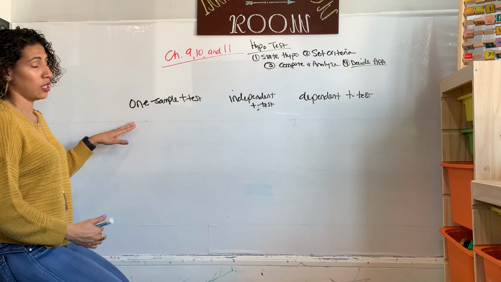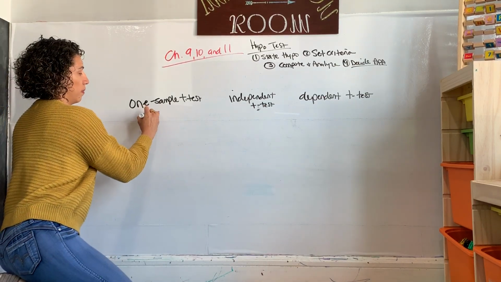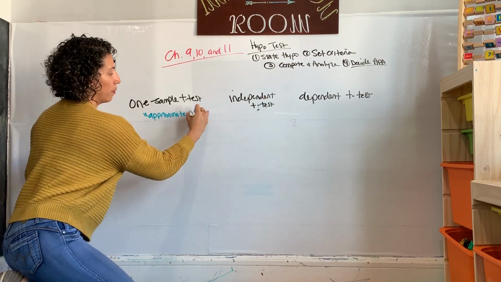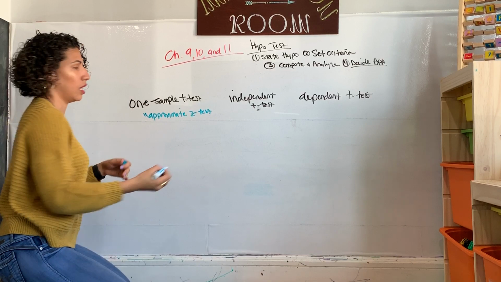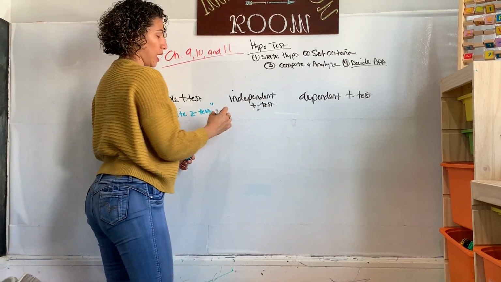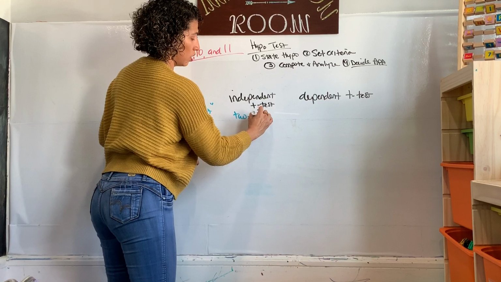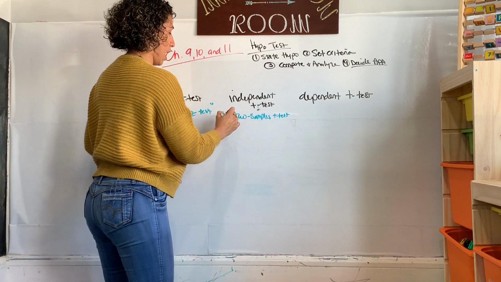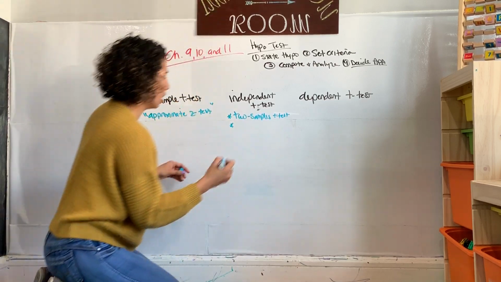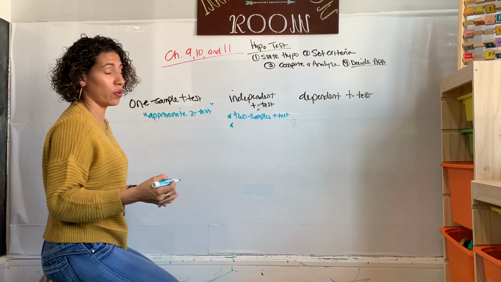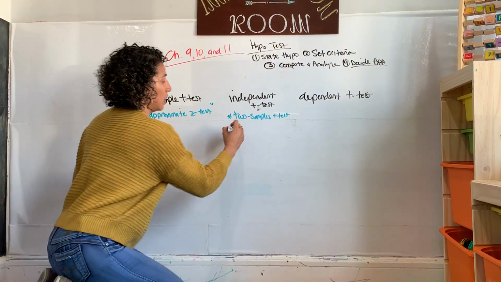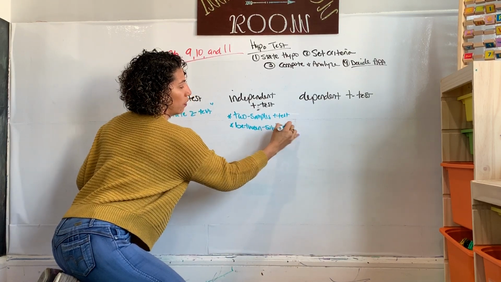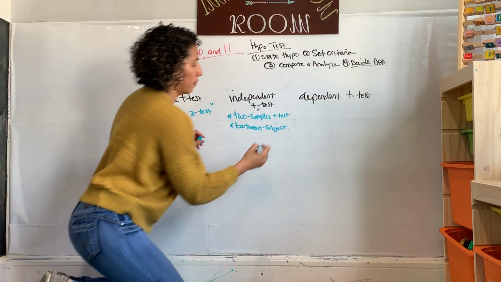The one sample t-test we talked about being an approximate z-test. Z like in zebra. It's also known as the approximate z-test. The independent t-test is known as the two samples t-test. It is also known as the between subject designs t-test. We'll talk about why it's called between subject, right? So the between subject t-test.